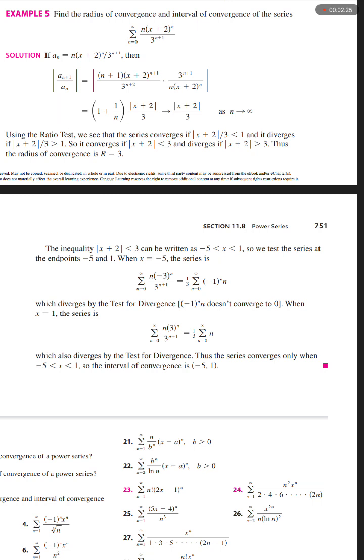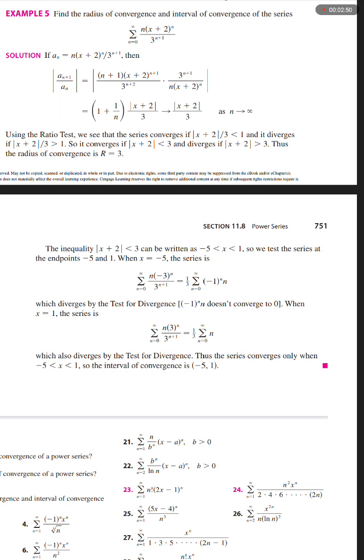The inequality, the absolute value of x + 2 is less than 3, can be written as -5 is less than x and x is less than 1. So we test the series at the endpoints -5 and 1.